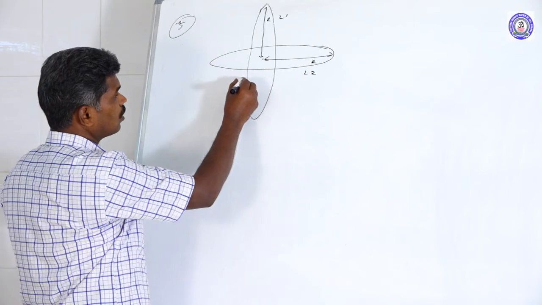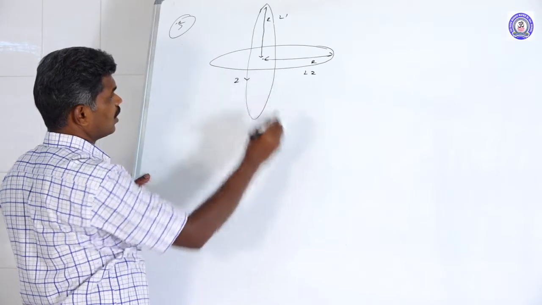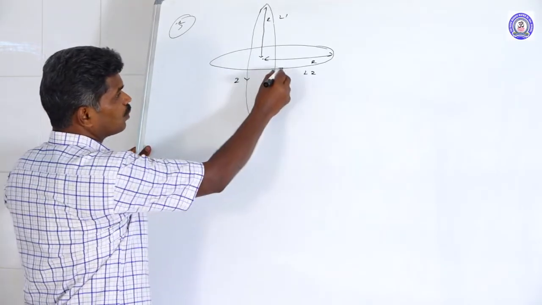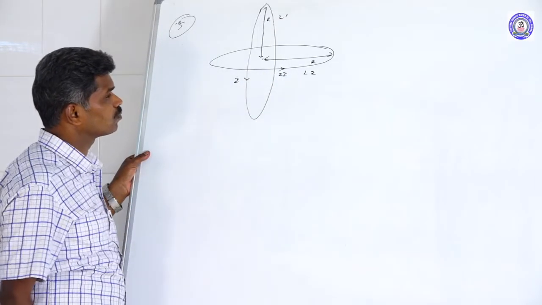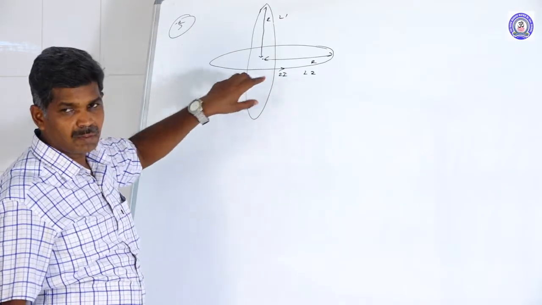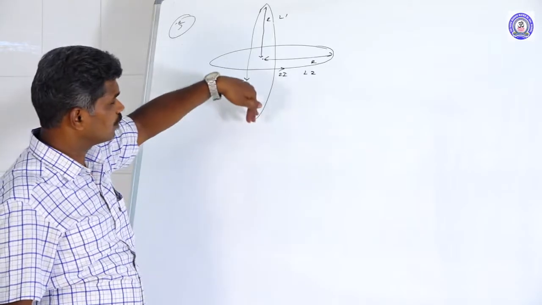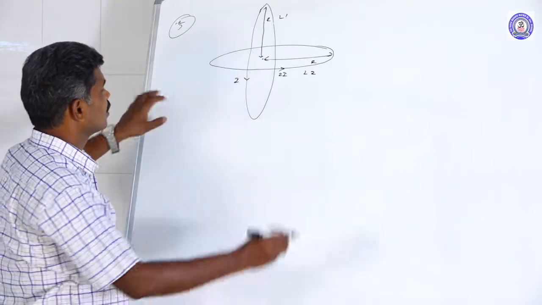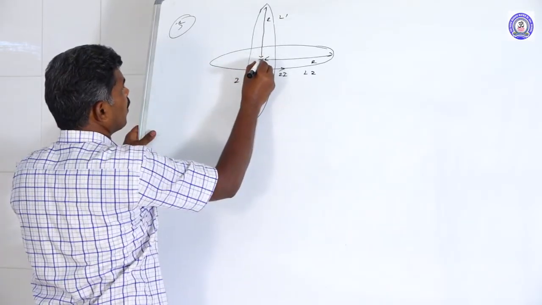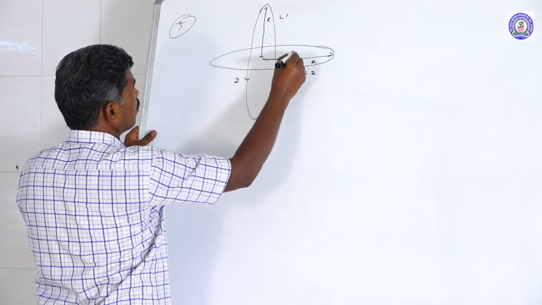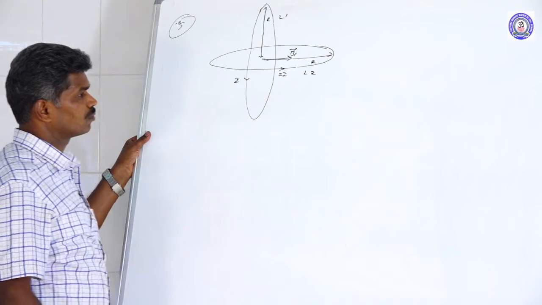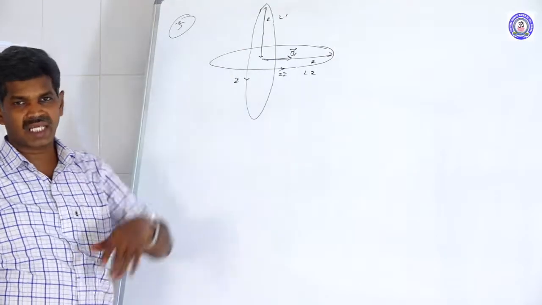Through loop 1 we are passing current I. Through loop 2 we are passing current 2I. The first loop is perpendicular to the plane of our board. That's why the first loop produces a magnetic field B1 vector in this direction. It is in the plane of that second coil.